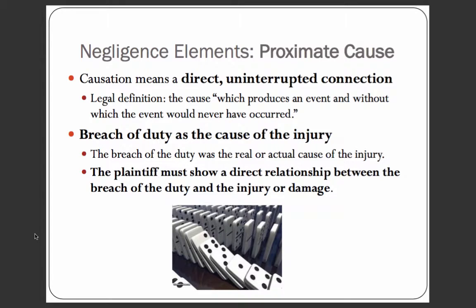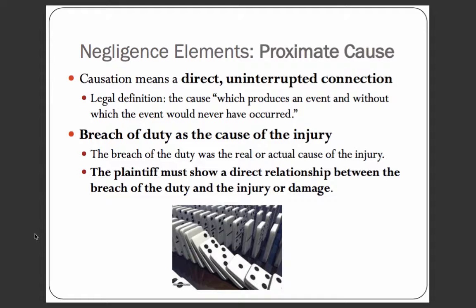So once a duty of care has been established, once there's a breach of that duty of care, and once there's an injury here, then we move to the question of causation. And causation is simply a direct and uninterrupted connection between the breach and the injury.